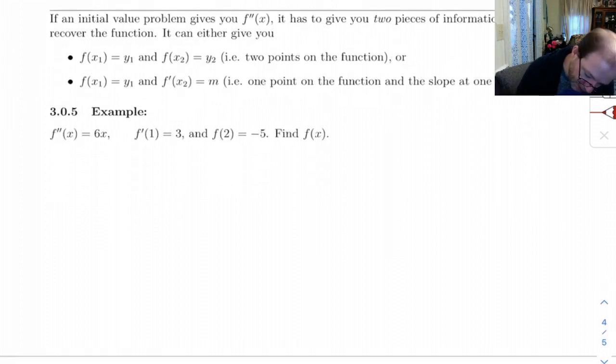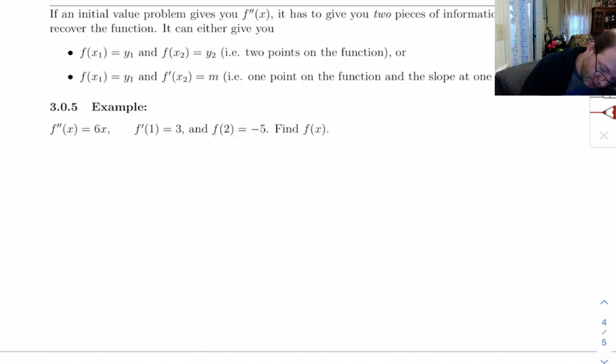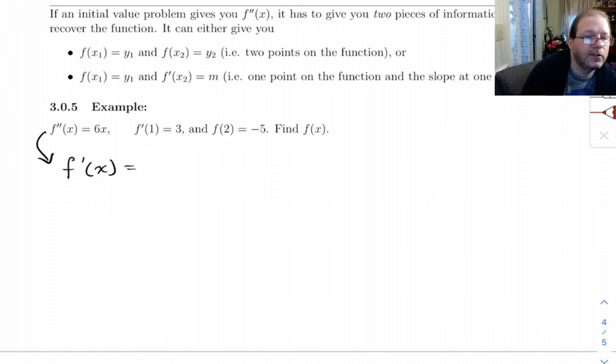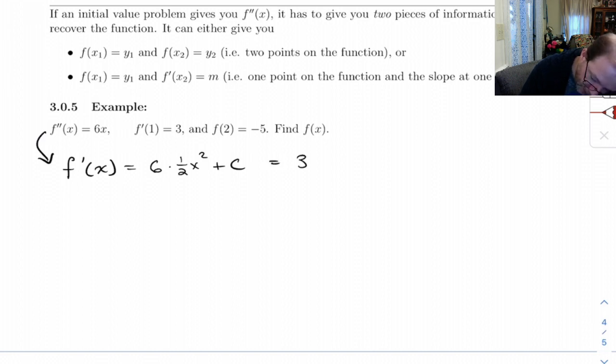f double prime is 6x. And they tell us f prime of 1 is 3 and f of 2 is negative 5. So what you do here is you take the antiderivative, and the antiderivative of f double prime is going to be f prime. When we take the antiderivative of this, we get 6 times x squared over 2 plus a constant. Now let's see, what is that? 3x squared plus c.